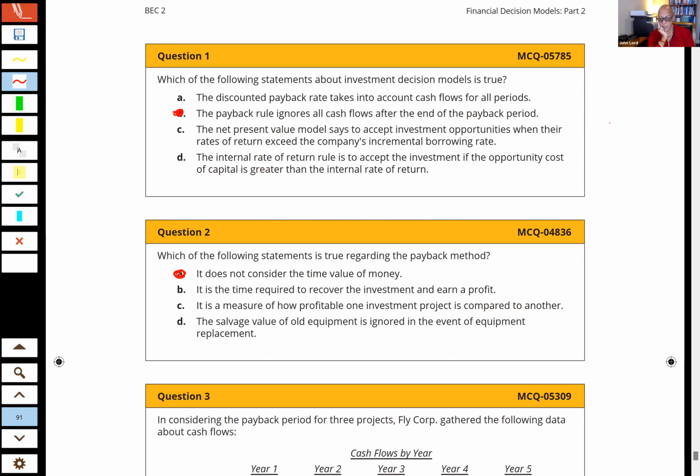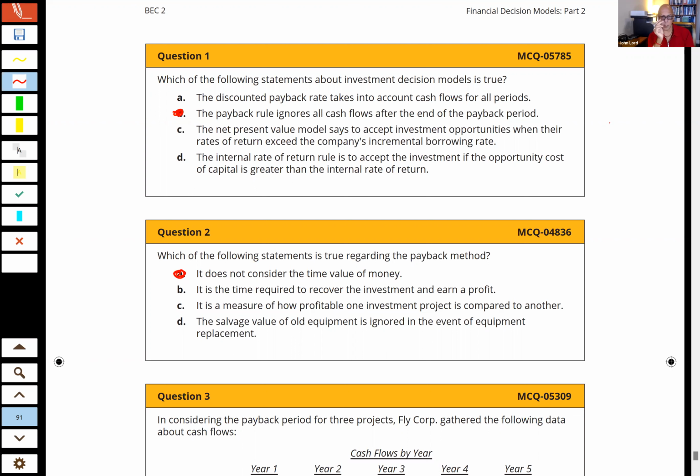Maybe you were steered away from A because you said, wait a minute, we looked at a discounted payback method that did consider the time value of money. But the problem didn't say the discounted payback method, you said the payback method, which would imply it's not discounted, so it doesn't consider the time value of money. B, which 3 of us wanted, is the time required to recover the investment. And earn a profit?